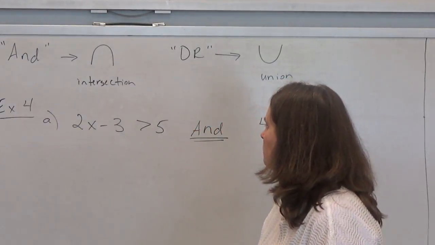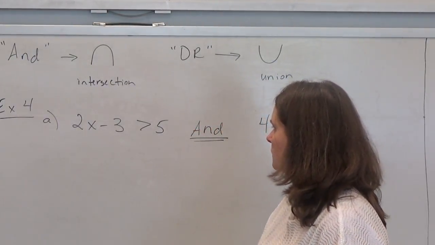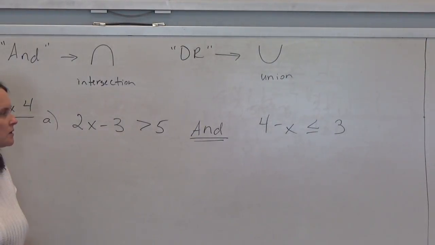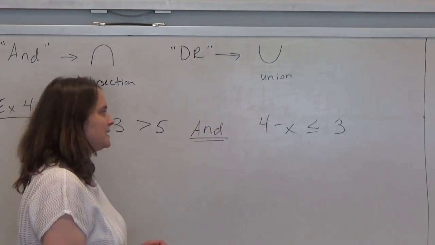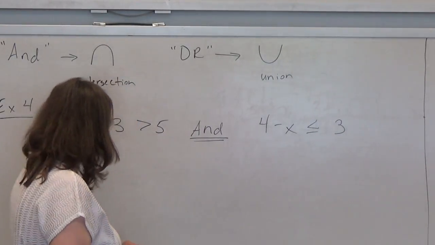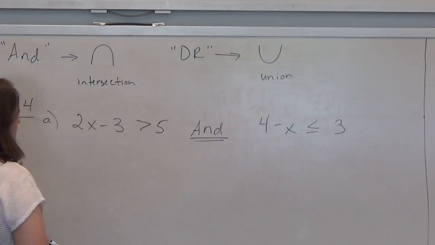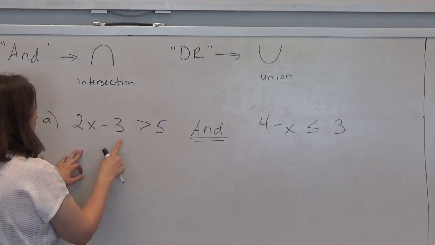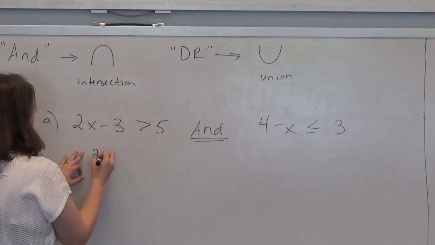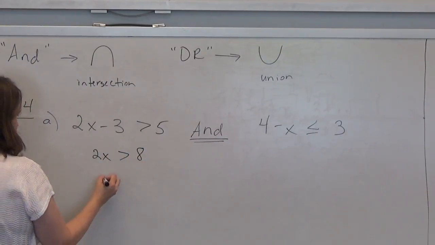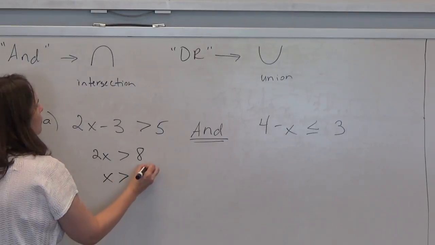So looking at example 4, part A, we need to solve the compound inequality 2x minus 3 greater than 5 and 4 minus x less than or equal to 3. So we are going to solve each one individually first. With the first piece, let's add 3 to both sides. 2x is greater than 8. Divide by 2. So we get x is greater than 4.